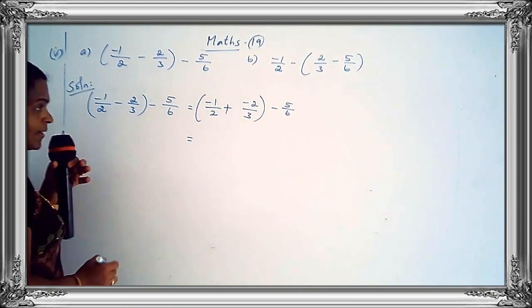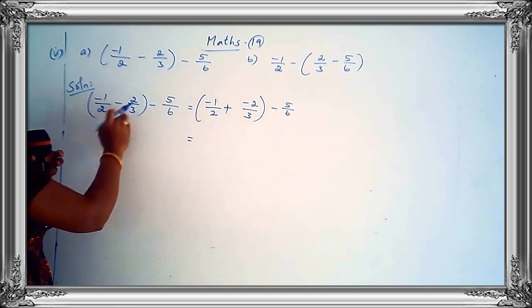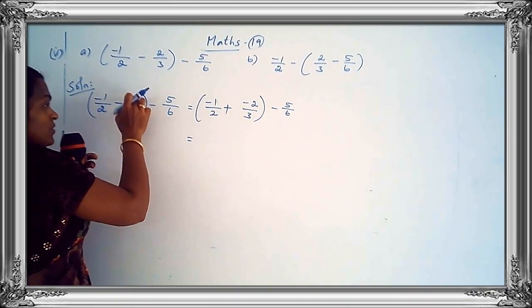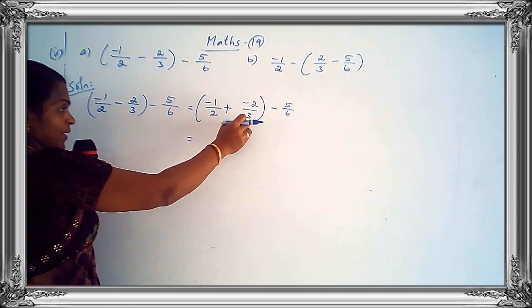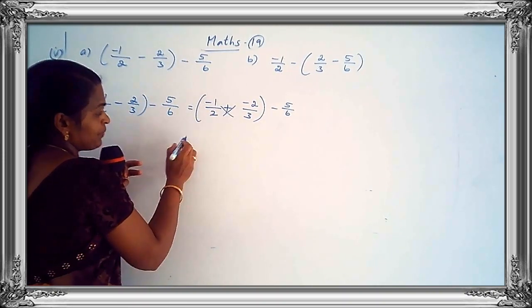Okay children, clear? There is a minus sign, and we are going to change it to add. So what should we do? We put the additive inverse of this. So minus 1 upon 2 plus the additive inverse of 2 upon 3, which is minus 2 upon 3. Okay children, clear? Now you do the cross multiplication.